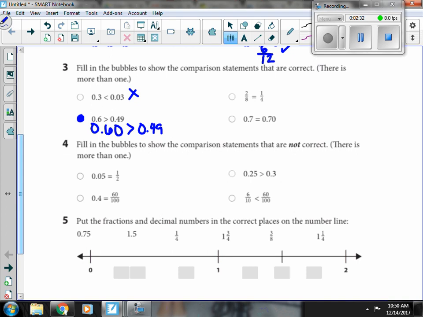2/8 equals 1/4. Well, I know another way to write 1/4. If I multiply them both by 2, it is 2/8. So that one is also true. And then the last one says 7/10 equals 70/100. And 7/10 I can rewrite as 70/100. And those are also true. So 3 of them were right.